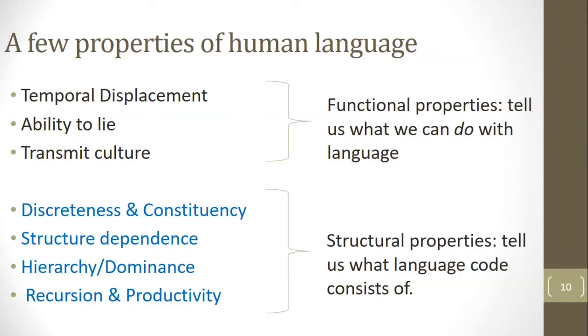Language also has structural properties. These include discreteness and constituency, structure dependence, hierarchy and dominance, recursion and productivity. We will go through each of these in turn right now.